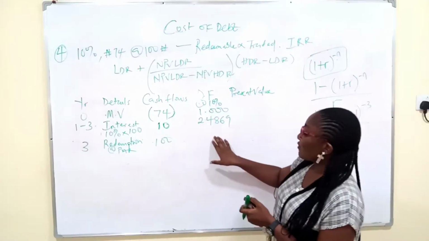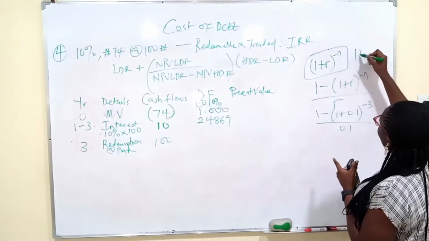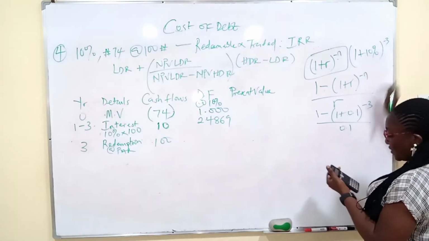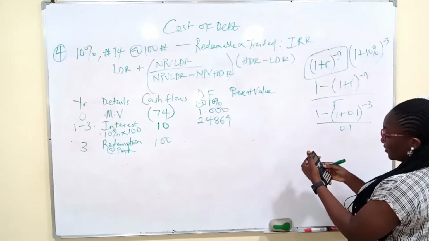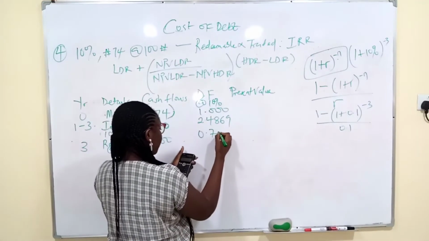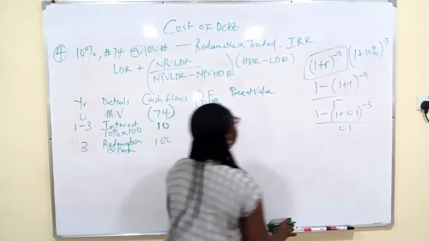So to get this discount factor for year 3, what you need to do is to use this formula, right? 1 plus 10%, the discounting rate, raised to power minus 3. So 1.1 raised to power minus 3. You have 0.7513. Okay, now let's get the present values.